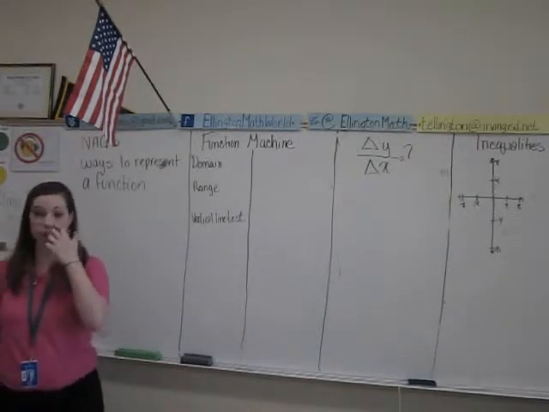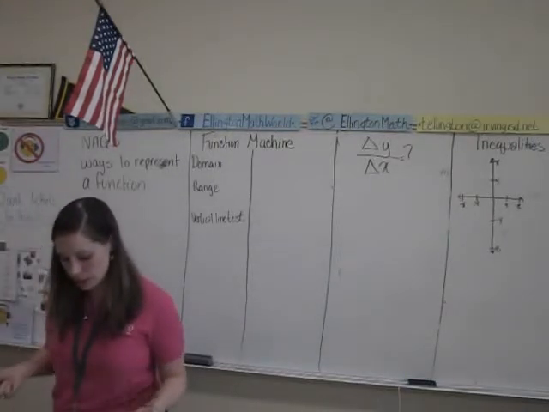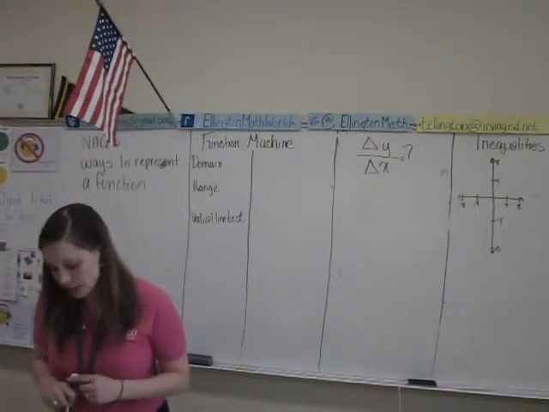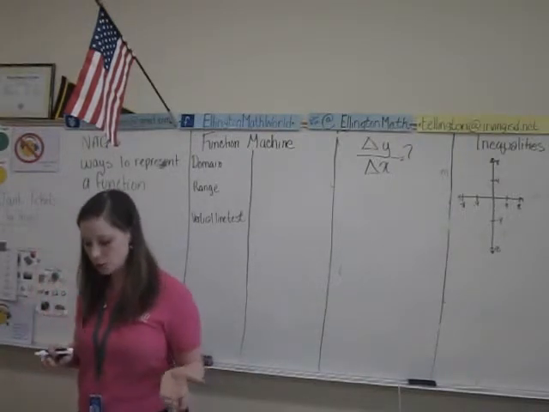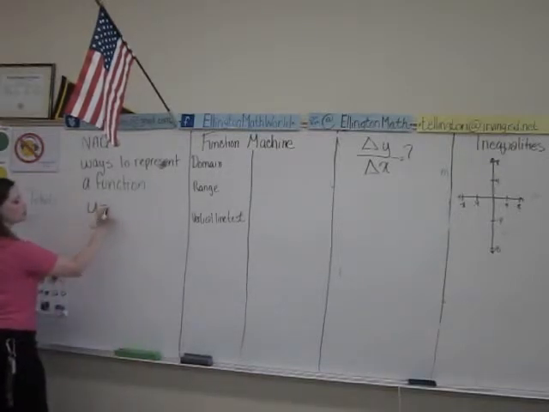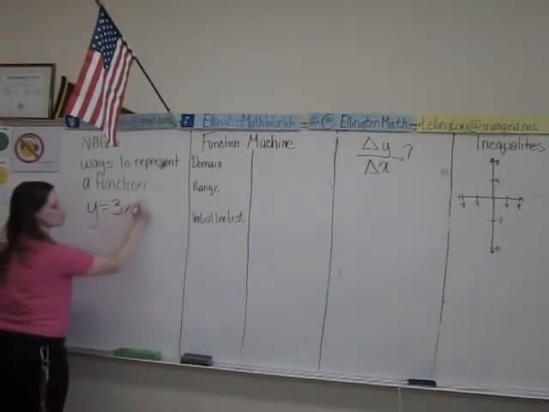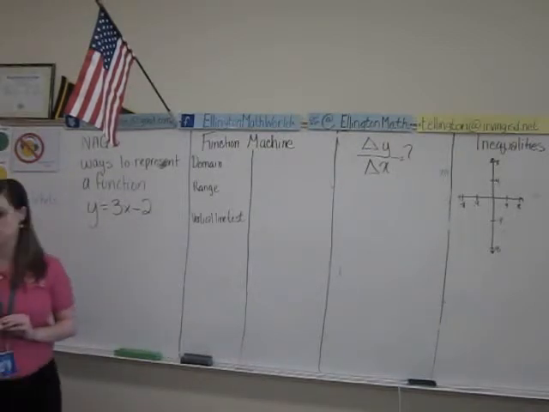NAGS stands for numerical table. Okay, so if we had a numerical table, we could put numbers in there. So let's fill that table in. Let's say we had the equation y equals 3x minus 2. You can write that above your table, below your table, wherever you've got a little space.